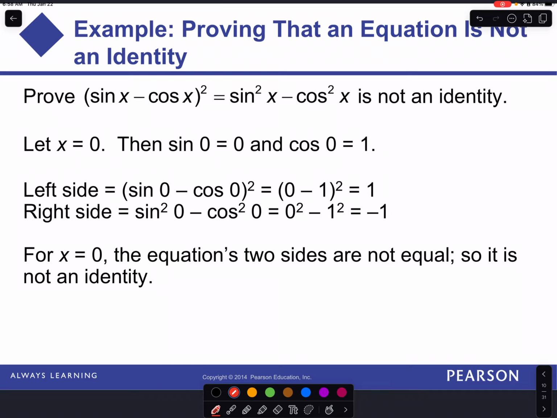Let's see what the text says here. So let x be 0, then sine of 0 equals 0, cosine of 0 is a 1, the left-hand side equals 1, the right-hand side equals -1. So for x equals 0, the equation's two sides are not equal, so it's not an identity. So again, this is called a counterexample, to disprove or to show that something's not an identity. Again, we just need one. I think there are some other techniques there, but for right now, we'll just let that be.